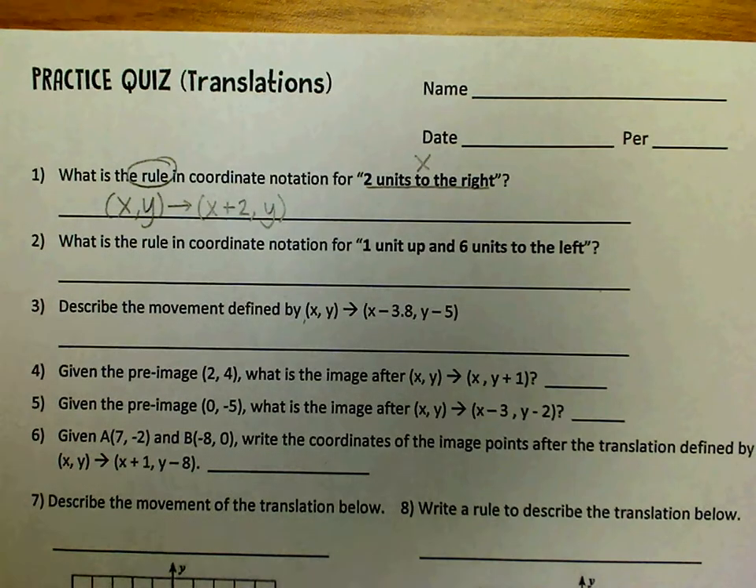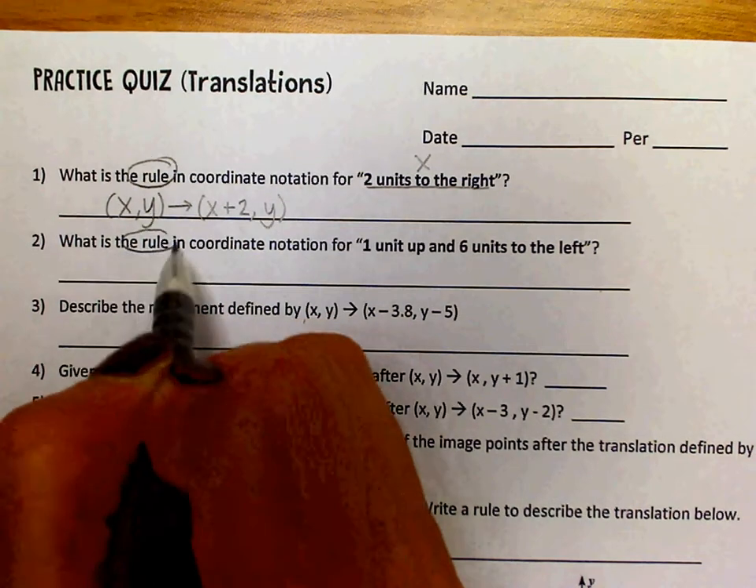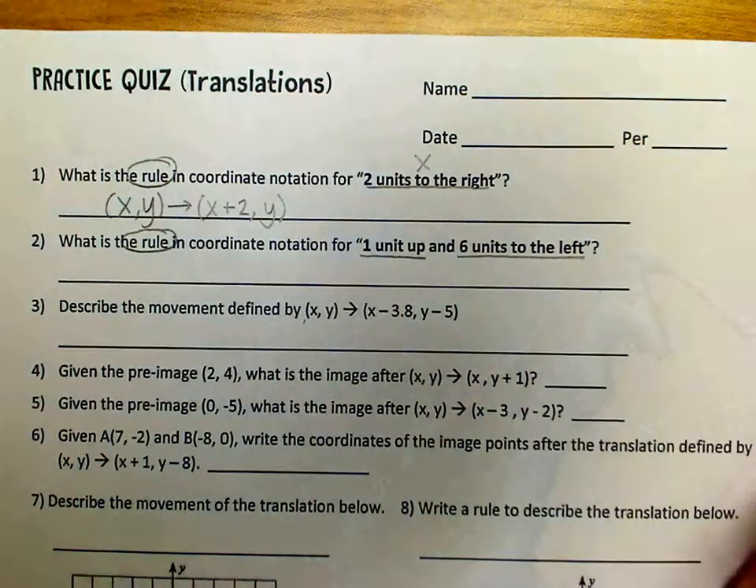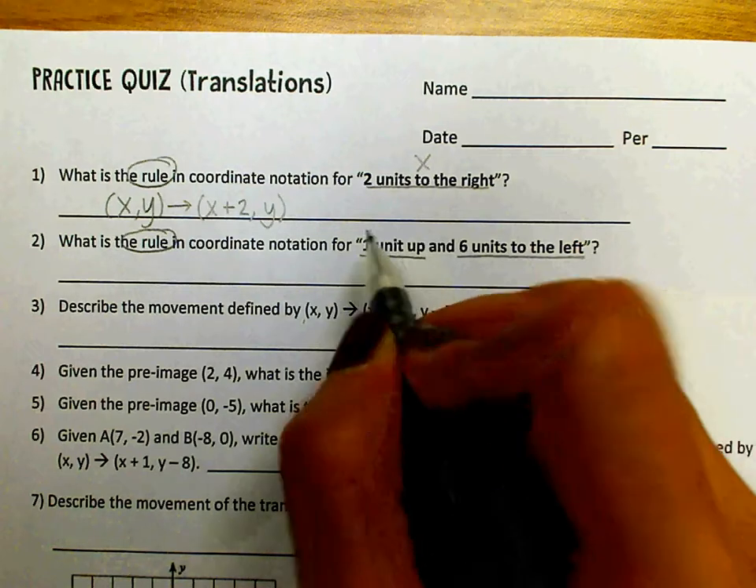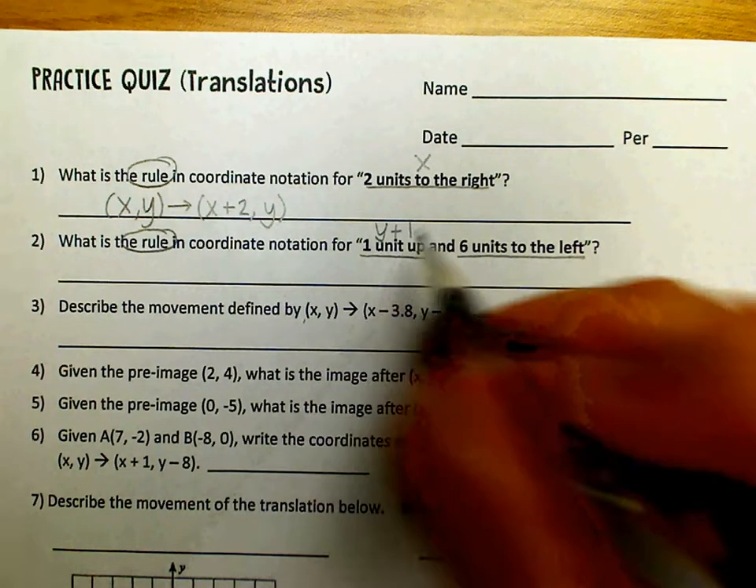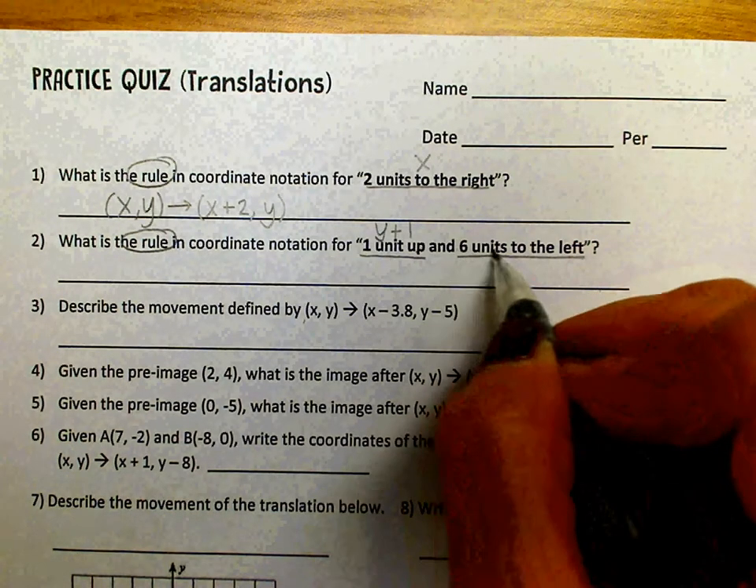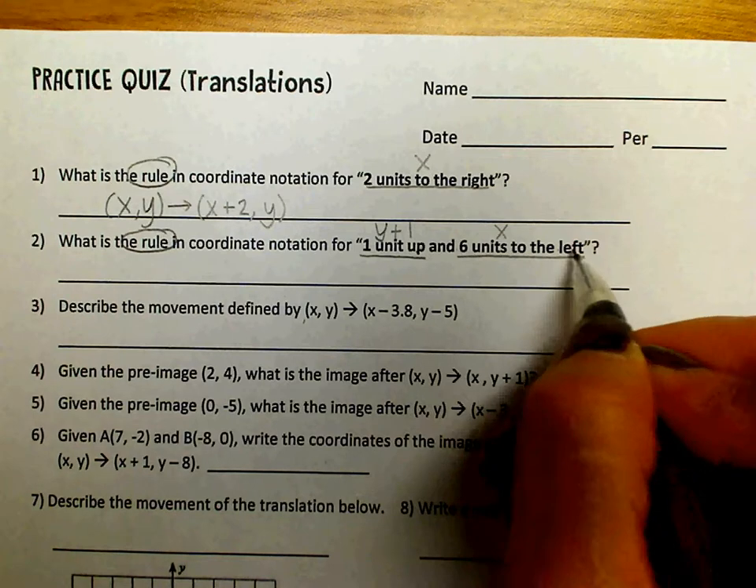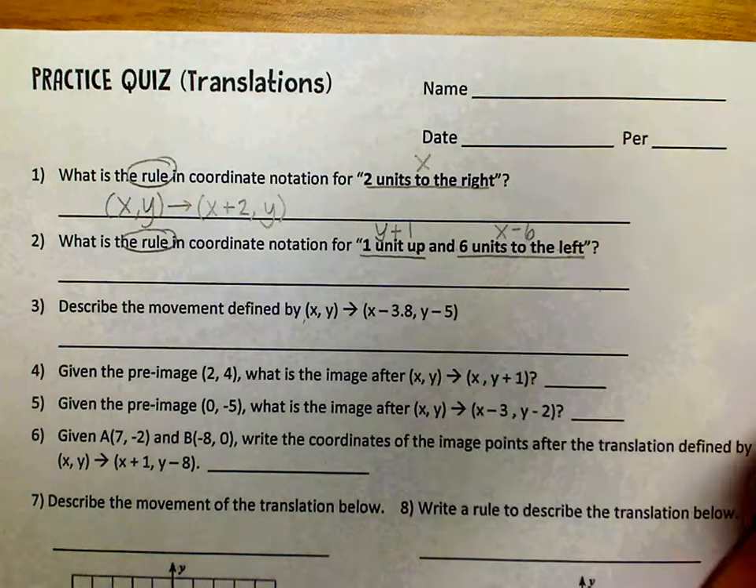Here's the question again, what is the rule? Okay, and this time it's 1 unit up and 6 units to the left. So up and down movement, that's a y, and since it's up, it's plus 1. At 6 units to the left, well, left is left and right movement, which is x, and since it's left, it's minus 6. Okay, so be careful, these are switched up.